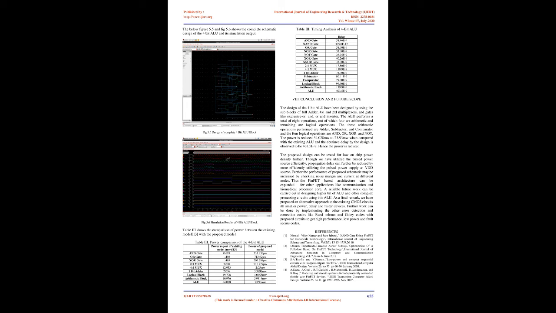The designed arithmetic logic unit does the arithmetic operations of addition, subtraction, and comparison operations. The comparator consists of lesser, greater, and equal operations.